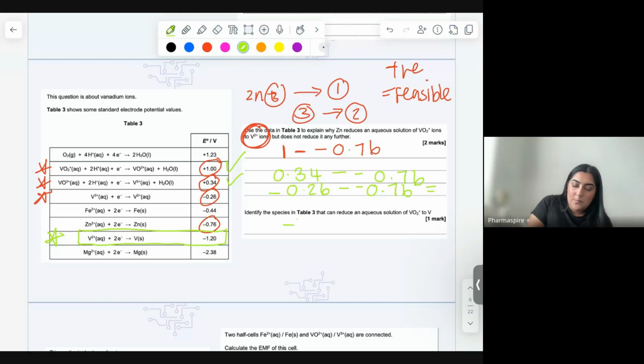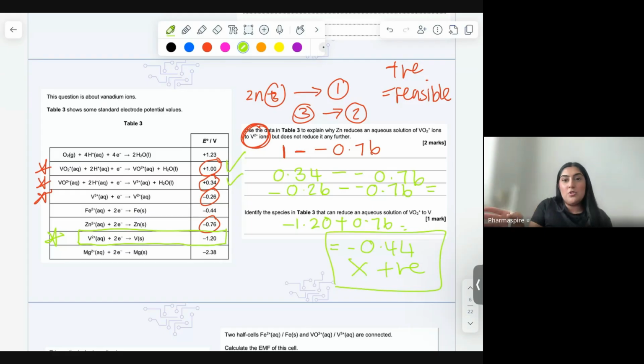You get minus 1.20, basically plus 7.6, because you get negative. So you get minus 2 plus 0.76. You get minus 0.44. It's not positive, which means it can't reduce it at all. So do you see the reason why I did that? It says, why can it reduce all the way to V2+ but not any further? Because the EMF up to this point is not feasible. So how would you word that?